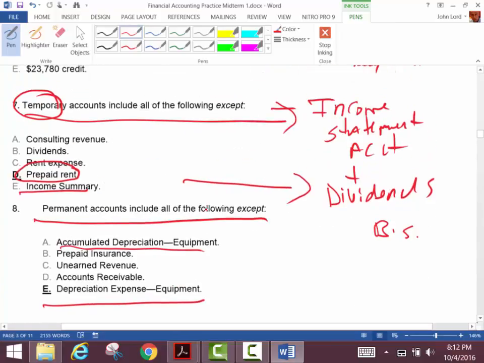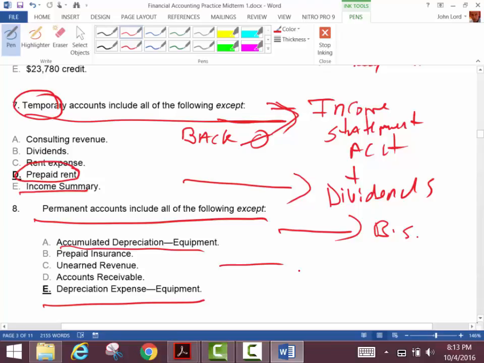Permanent accounts are balance sheet accounts. Any balance sheet account is a permanent account. The accounts that go back to zero: I started out saying income statement accounts, but I realized that's a little too generic. Any accounts that go back to zero at the end of the year are considered temporary, because whatever balances are in them are only good for that year. The permanent accounts keep carrying forward their balance year to year, right?